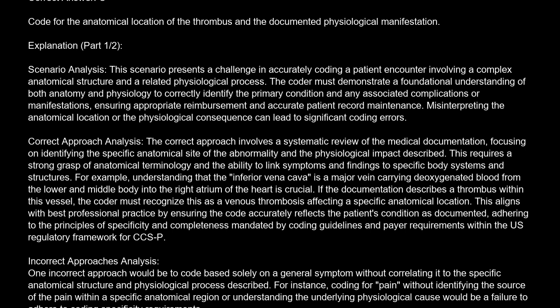Correct approach analysis. The correct approach involves a systematic review of the medical documentation, focusing on identifying the specific anatomical site of the abnormality and the physiological impact described. This requires a strong grasp of anatomical terminology and the ability to link symptoms and findings to specific body systems and structures. For example, understanding that the inferior vena cava is a major vein carrying deoxygenated blood from the lower and middle body into the right atrium of the heart is crucial.